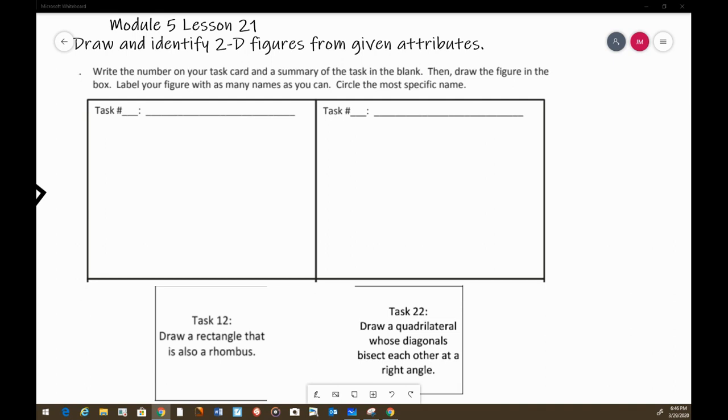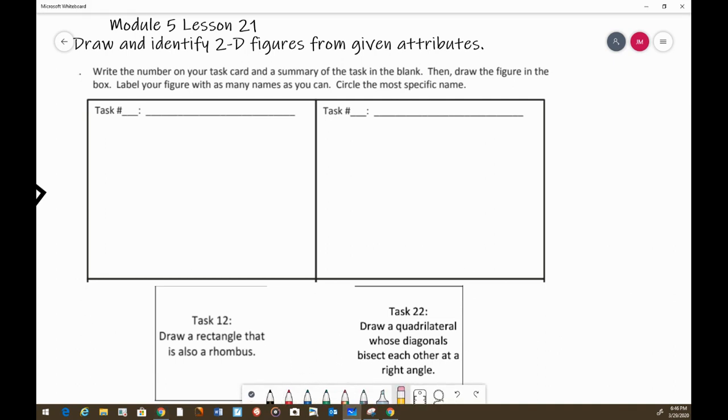We're looking at Module 5, Lesson 21. As you can see, it's a wonderful lesson because it's just a review of the last 5 lessons. So let's look at the tasks that we need to complete here.